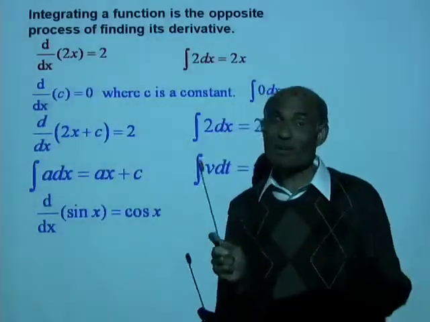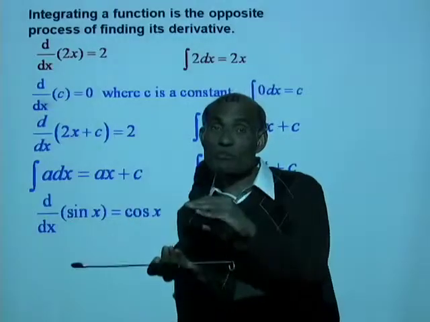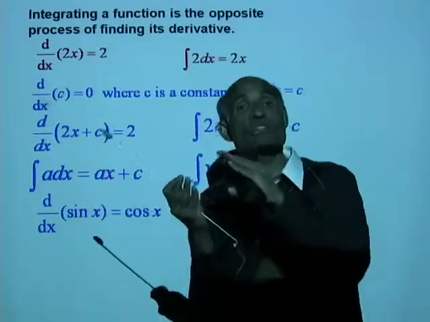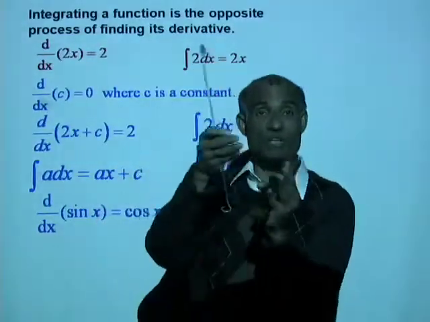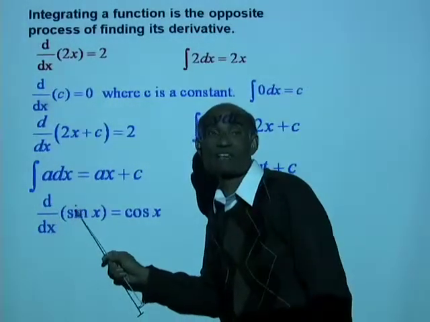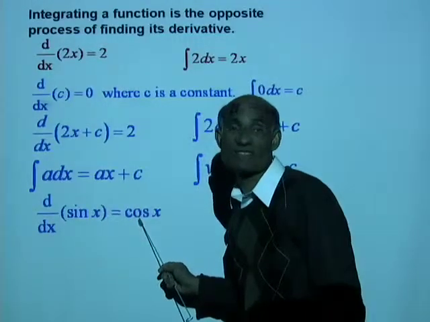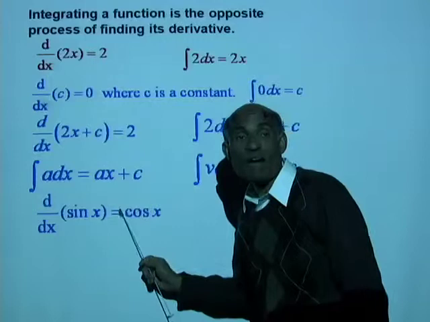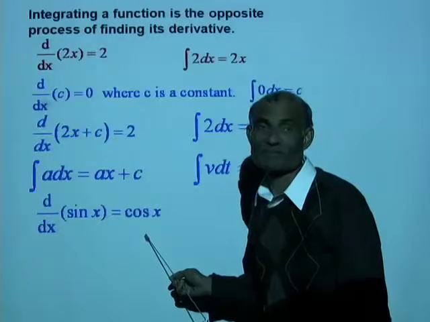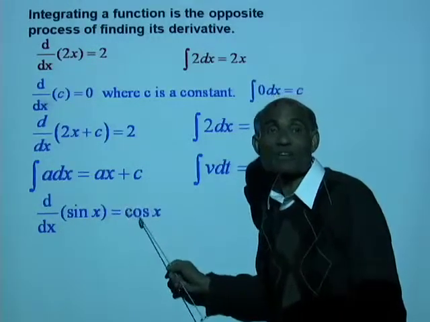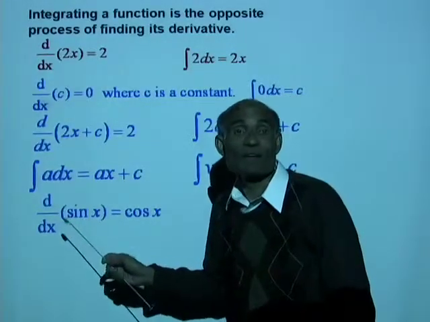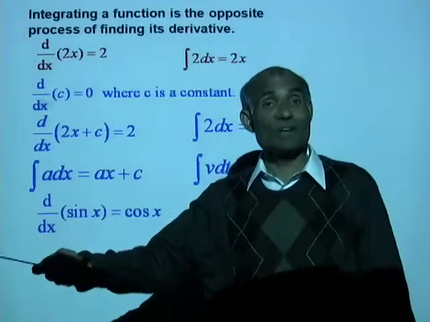Alright, remember, the process of integration is opposite to the process of finding the derivative. In other words, if you integrate the derivative, you must get your original function. So tell me, derivative of sine x with respect to x is cosine x. And therefore, if you find the integral of cos x with respect to x, what should you get? You must get sine x. Well, and also you need to add a constant.